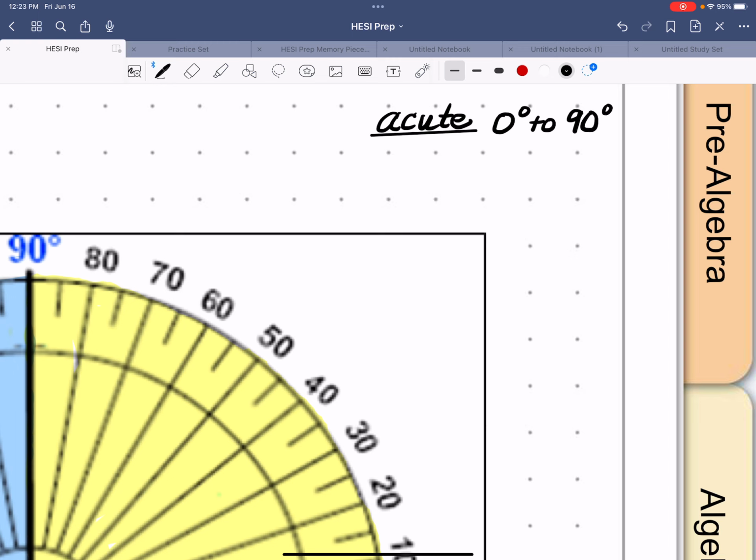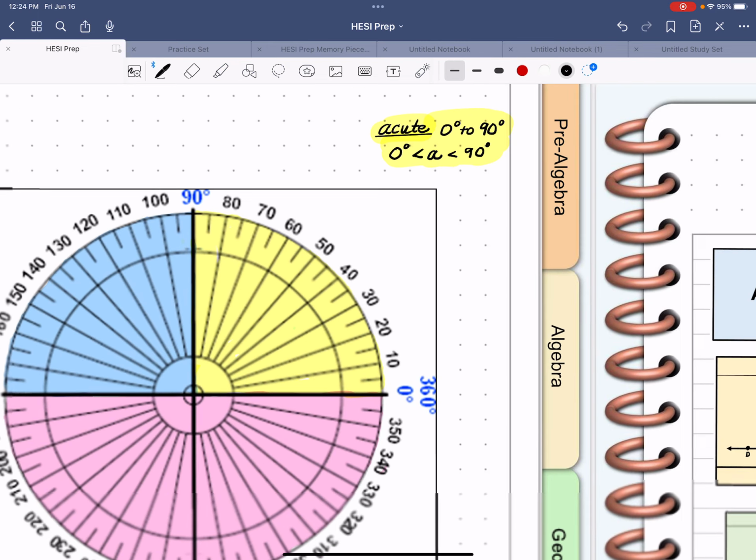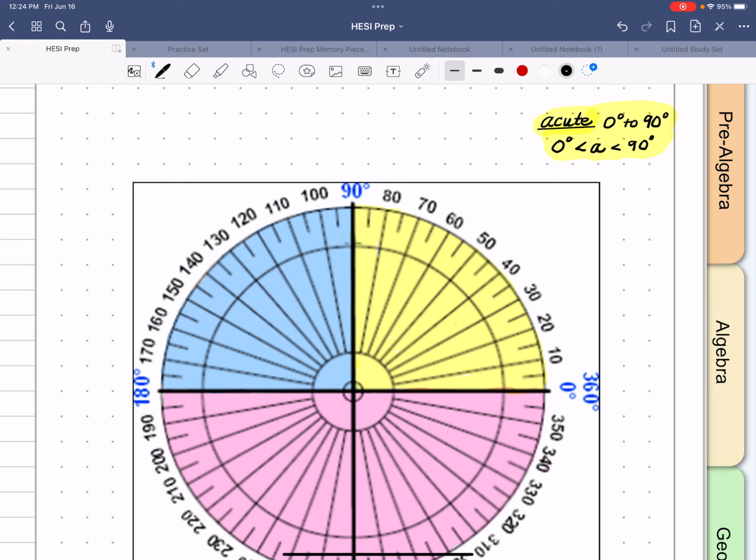If you wrote this mathematically, you would say that an acute angle is more than 0, or 0 is no angle, so we can say more than 0, but less than 90. Not less than or equal to. It cannot be 90. Has to be less than 90. Can be 89.9, but not 90. So these are the acute angles, and when I was learning these, I thought of them as the baby angles, the cute little angles. They are less than 90 degrees. So anything in this yellow sector is going to fit that description.